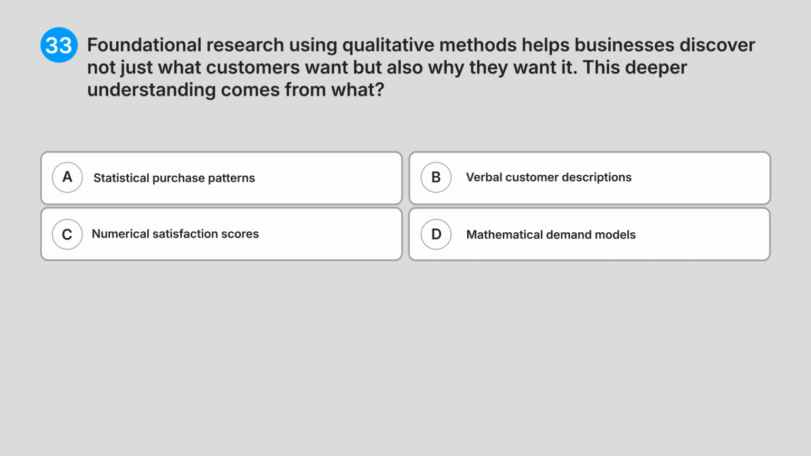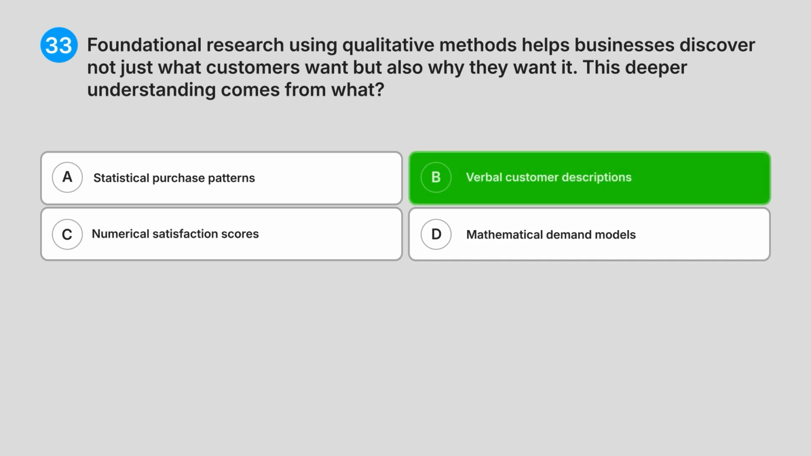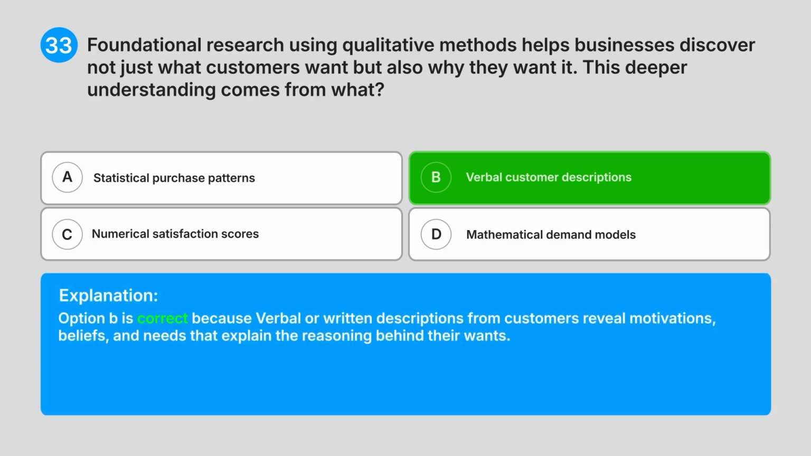Correct answer, B. Verbal customer descriptions. Explanation. Option B is correct because verbal or written descriptions from customers reveal motivations, beliefs, and needs that explain the reasoning behind their wants.